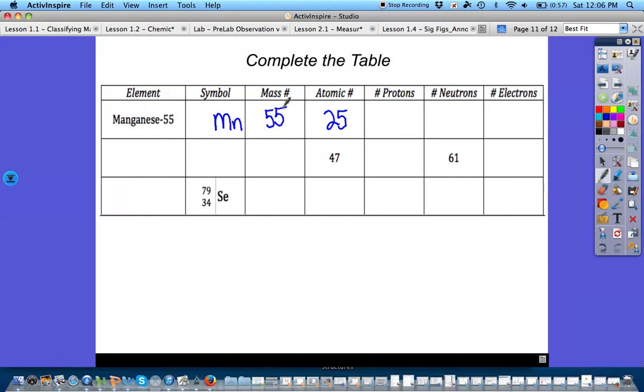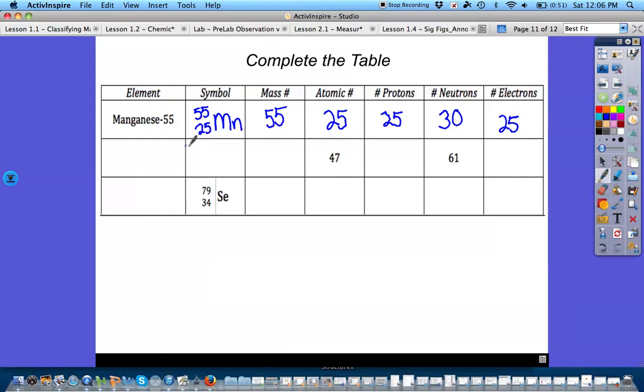With symbol notation, the mass number goes on top, and the atomic number goes on the bottom. The number of protons is equal to the atomic number, so we also have 25 protons. Neutrons is the mass number minus the atomic number, so 55 minus 25 gives us 30 neutrons. And then the electrons are equal to the protons, which is also 25.